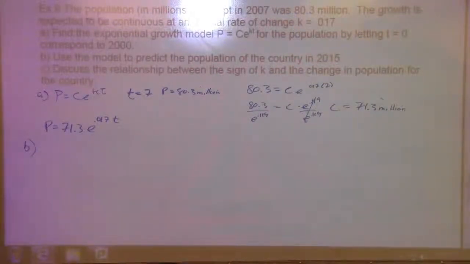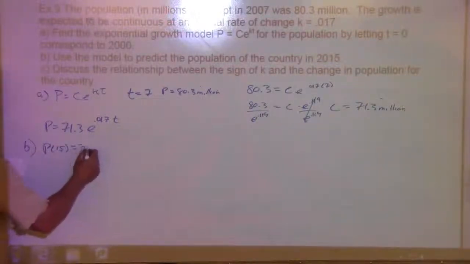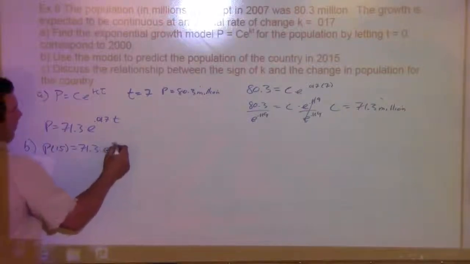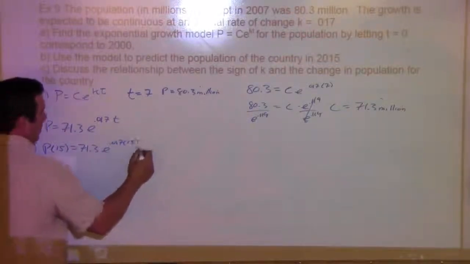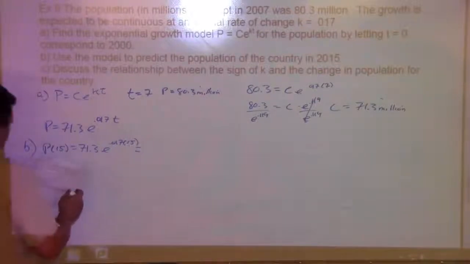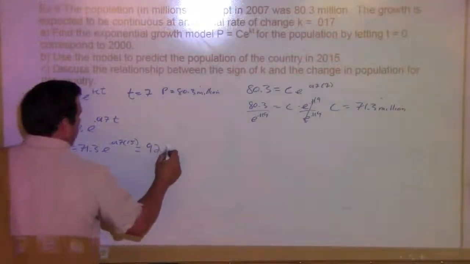Now in part B they ask us to predict the population in 2015, so that's 15 years later. P of 15 is going to be 71.3 e to the 0.017 times 15. And that's going to be 92 million.